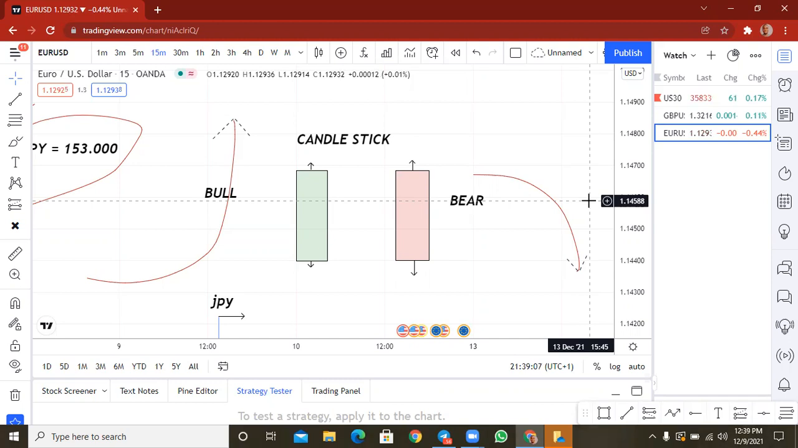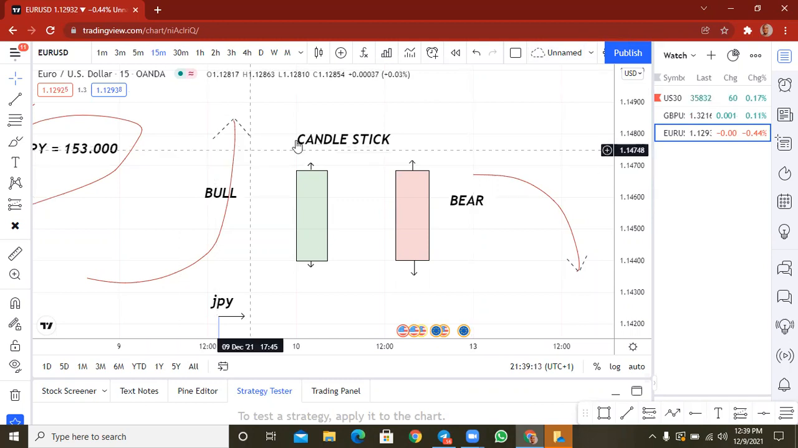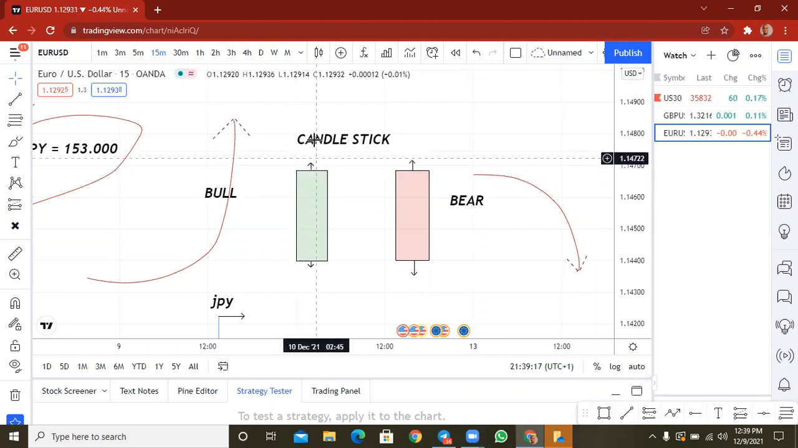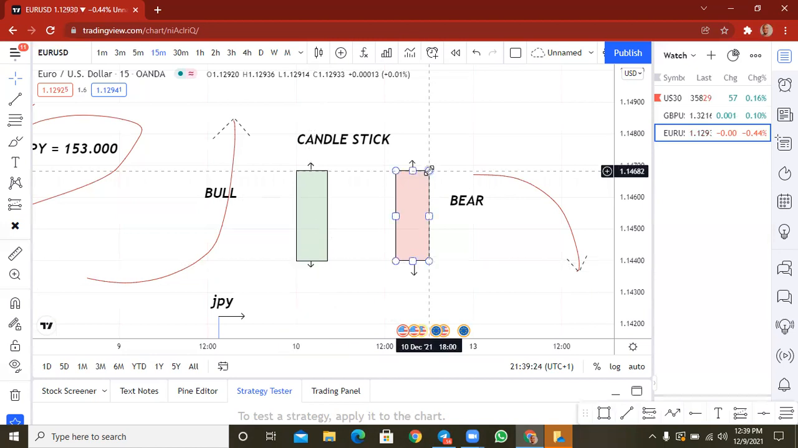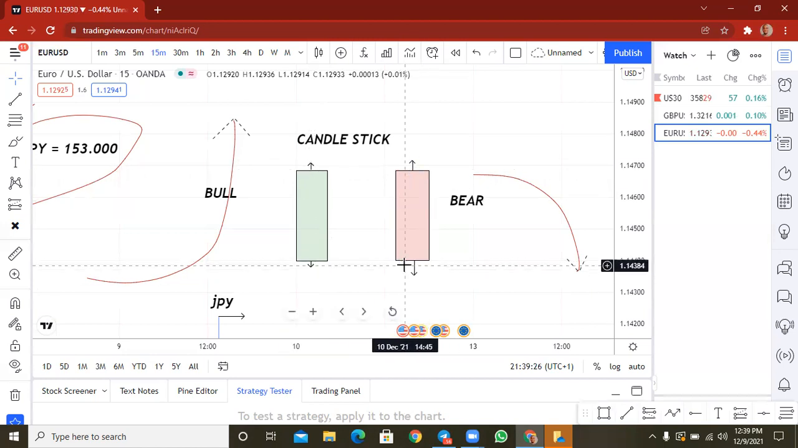So the candlestick is made up of the wicks, which are these small little lines you see on this candle. They are known as the wicks. This one, this one, this one, this one.